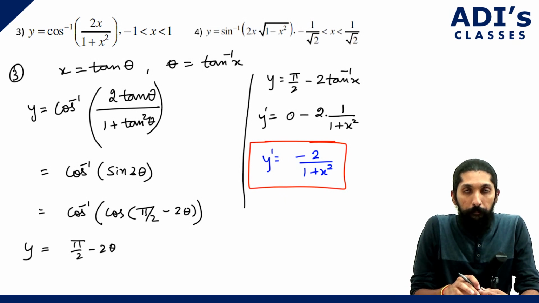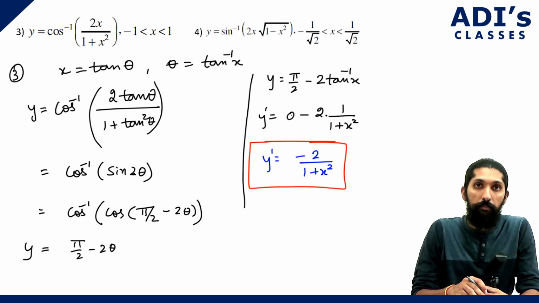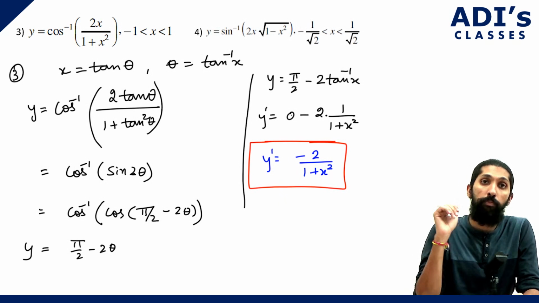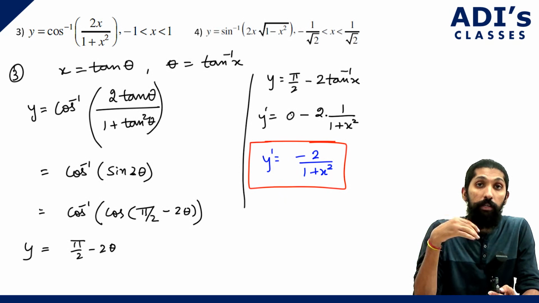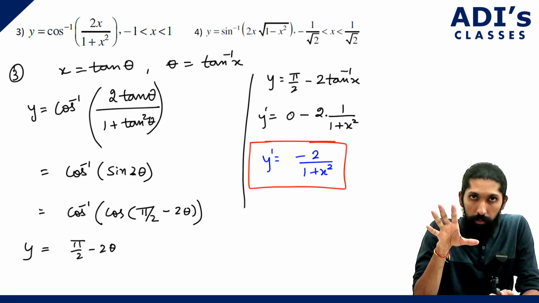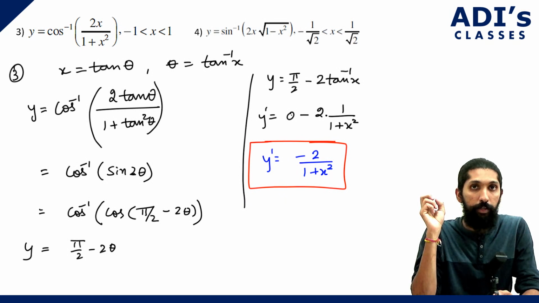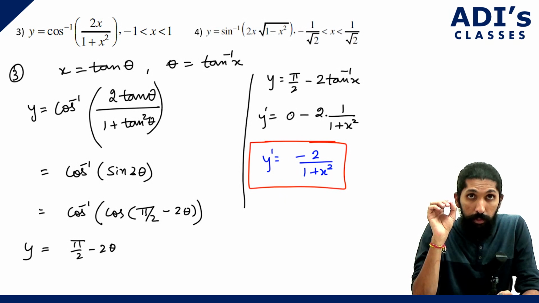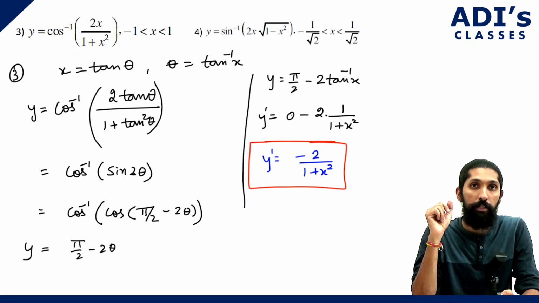Now you might be thinking, for the previous one and this one, we are getting the same answer, minus 2 by 1 plus x square, isn't it? So are these two problems one and the same? Now the result is going to be different, as in the geometrical meaning is going to be different, right? I'll just give you a brief explanation because I'm not going to go into detail of it. See, the geometrical interpretation of the derivative is the slope of a line at that particular point. Okay, this is the geometrical interpretation.